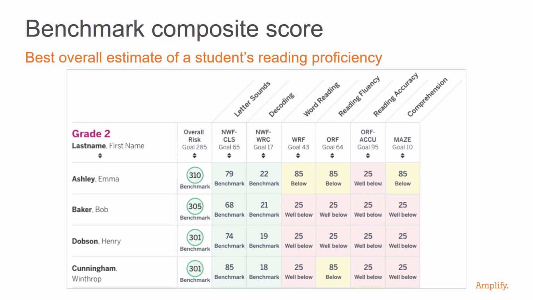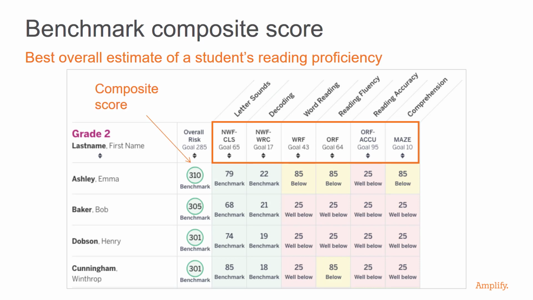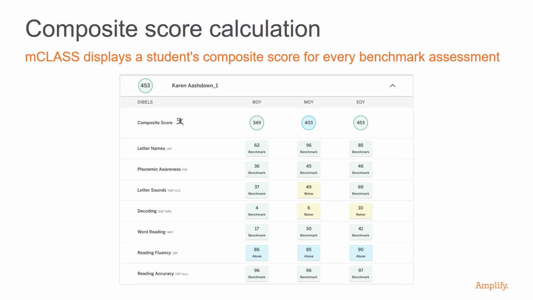Once Ms. Jacobs has completed assessments for her students, those measures outlined in orange, she will receive a composite score for each of her students. A composite score is basically how a student performed on each measure rolled into one, and it's the best estimate of a student's reading proficiency. mCLASS will also display a student's composite score for every benchmark assessment.